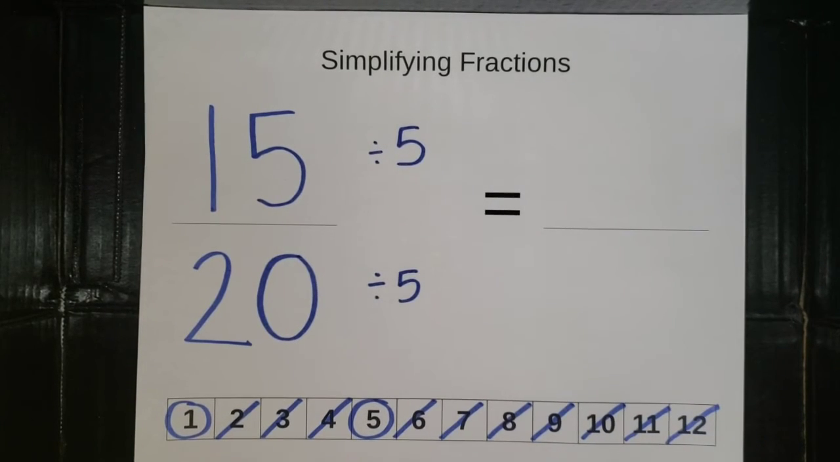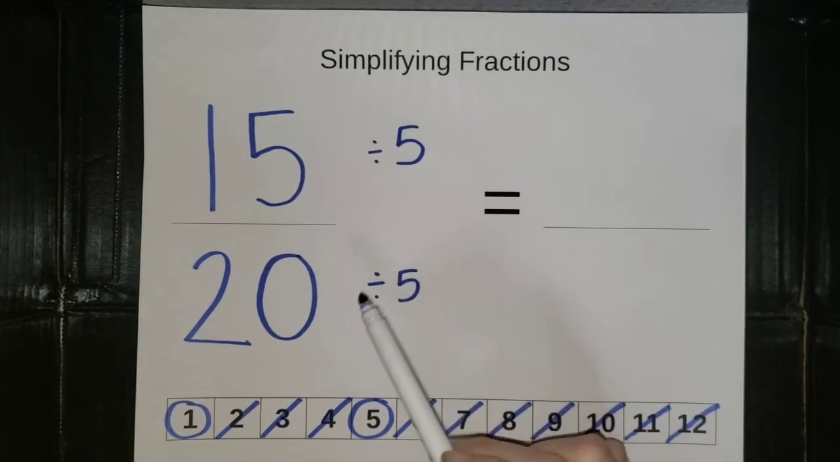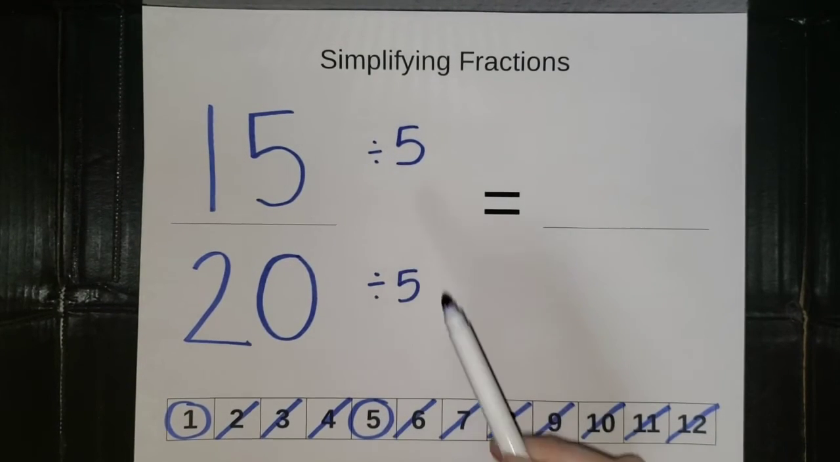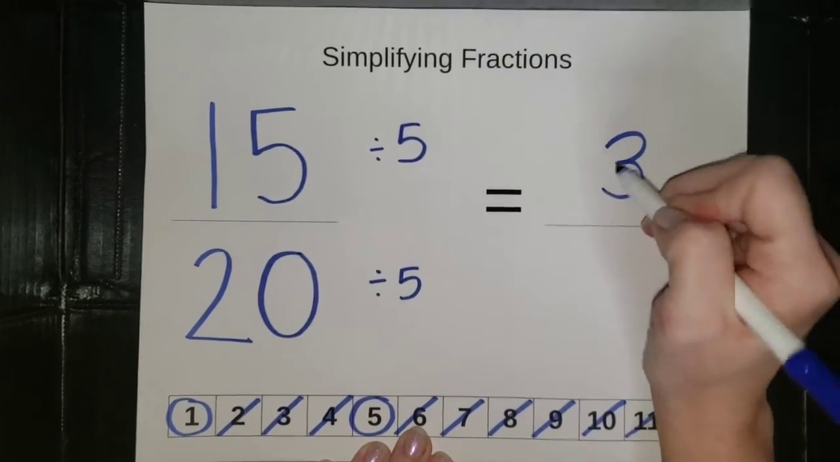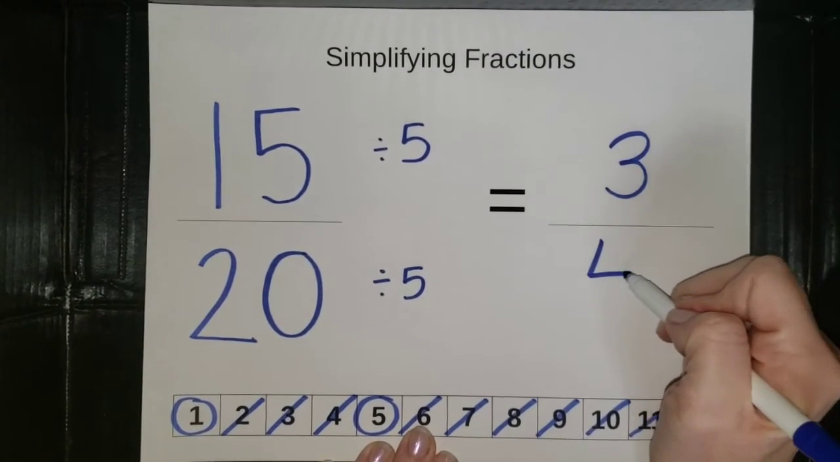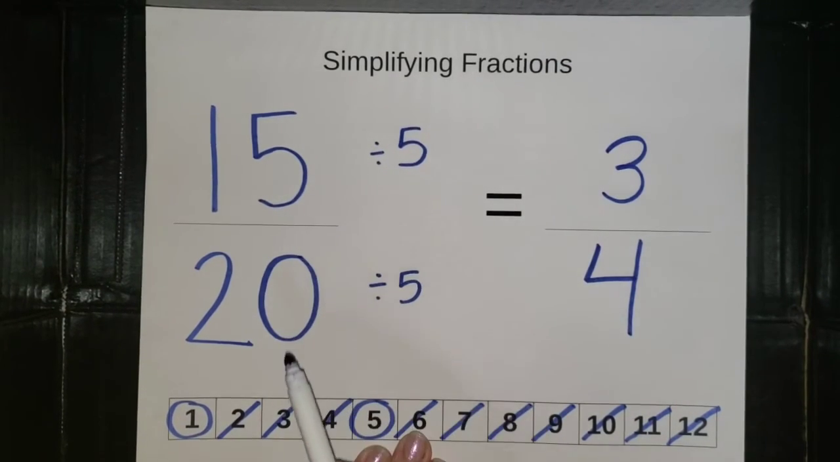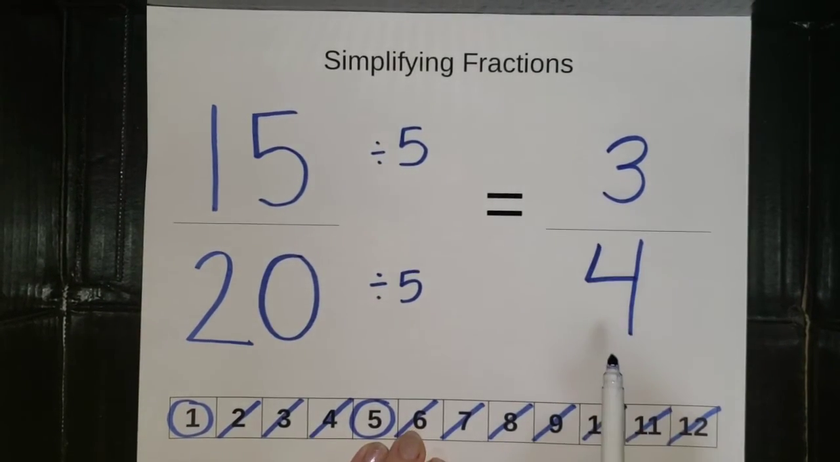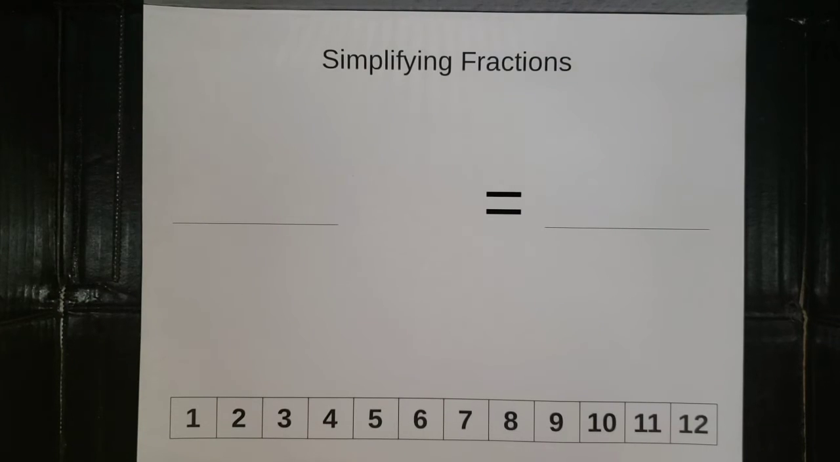Okay, hopefully you should have found that the greatest common factor of both 15 and 20 was 5. And when we divide 15 by 5, we get 3. And when we divide 20 by 5, we get 4. So 15 over 20 simplified is 3/4. Okay, let's set up to do another one. Pause the video and continue when you are ready to move on.